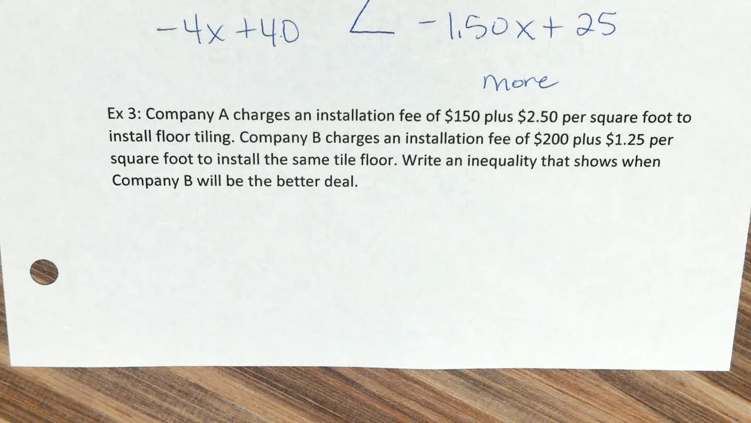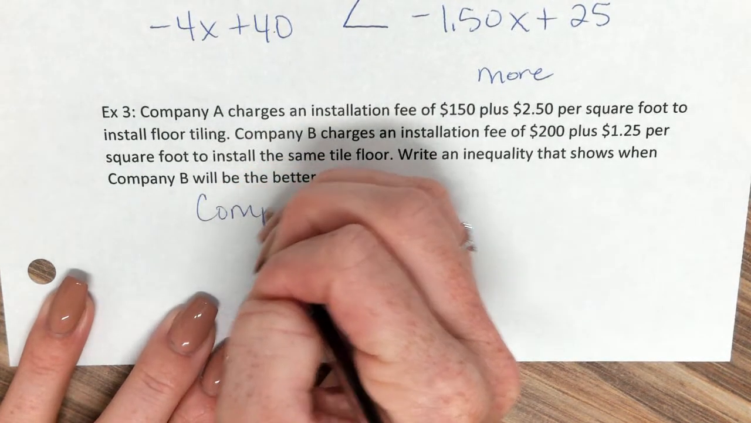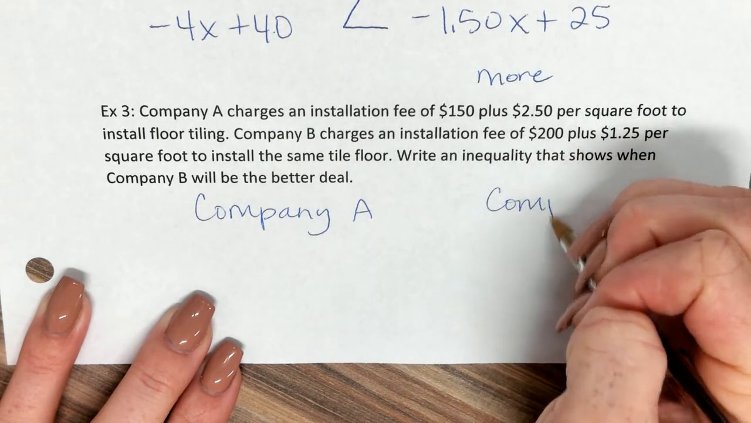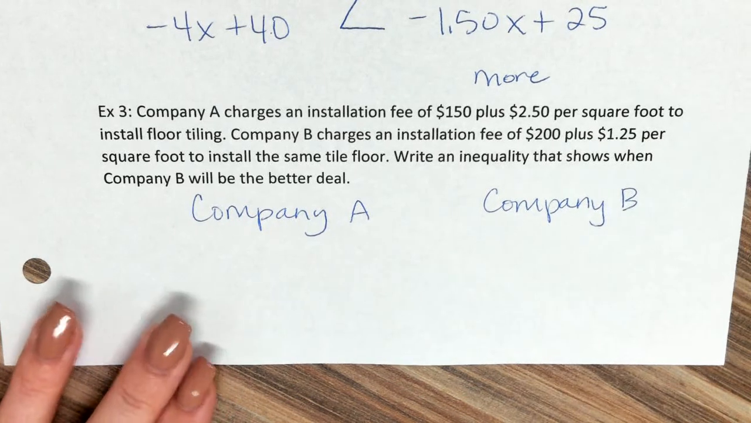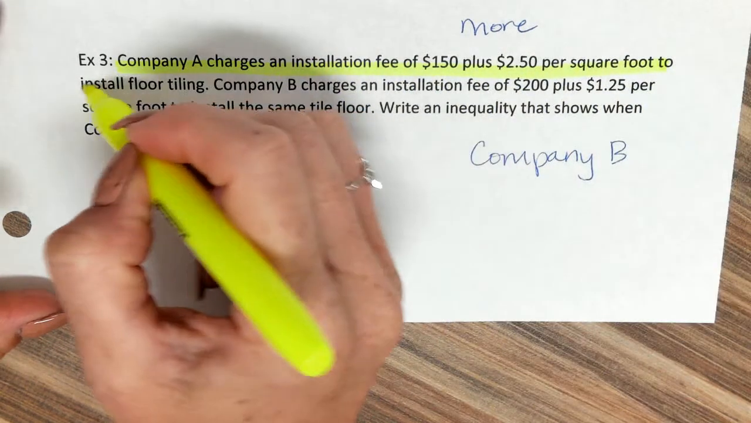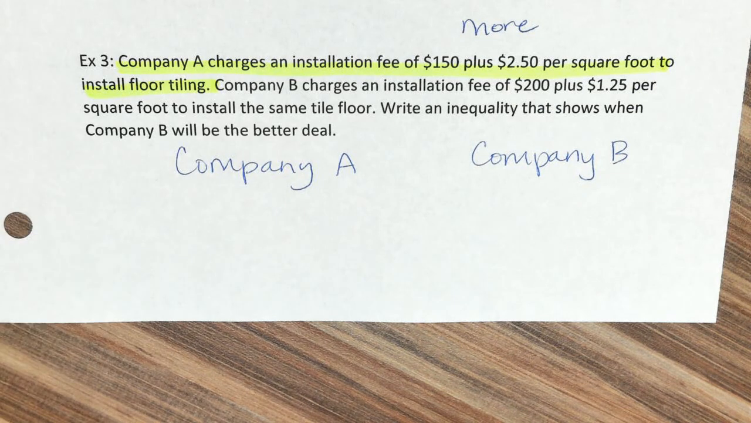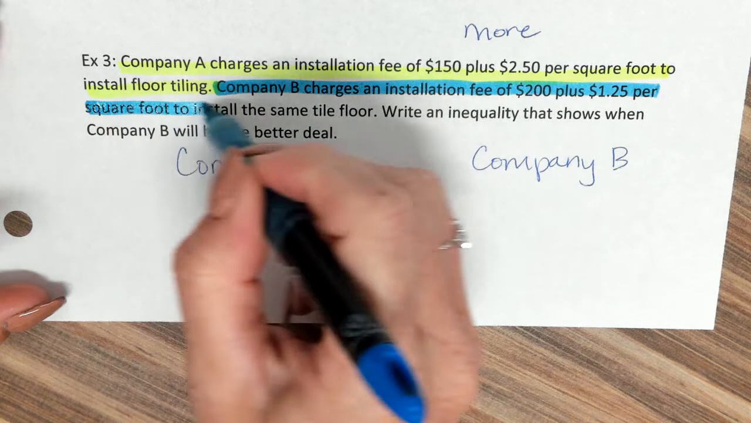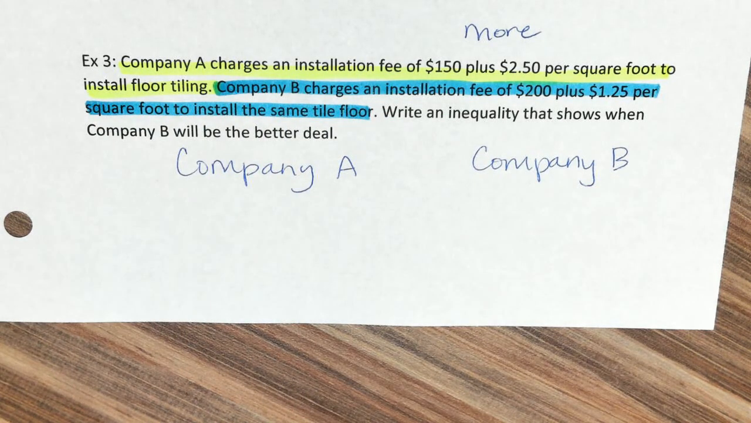You should have labeled Company A and Company B. If you didn't do that, you didn't do your job. I'm going to go over it. It looks good. I just don't know which way the inequality is supposed to go yet. This one, the inequality is tricky, though. All right, let's see how you did so far.